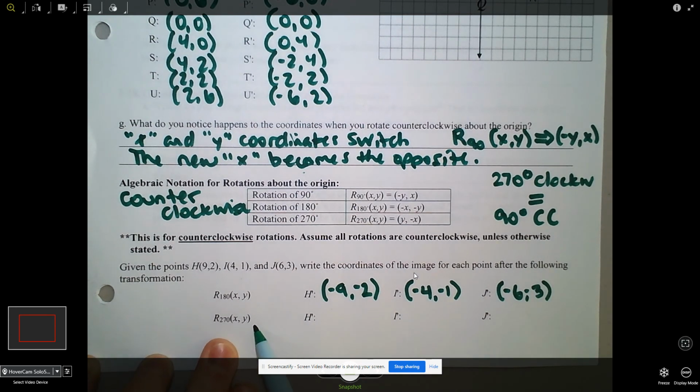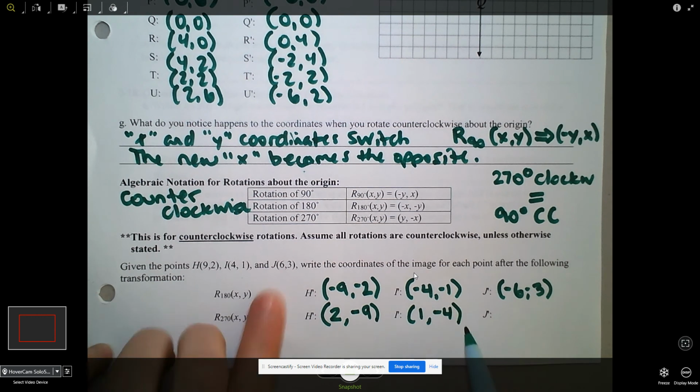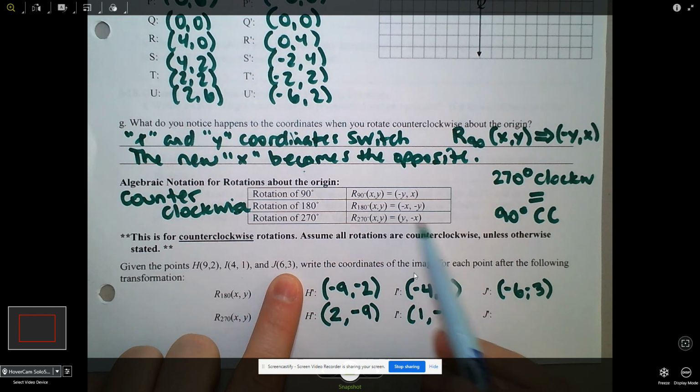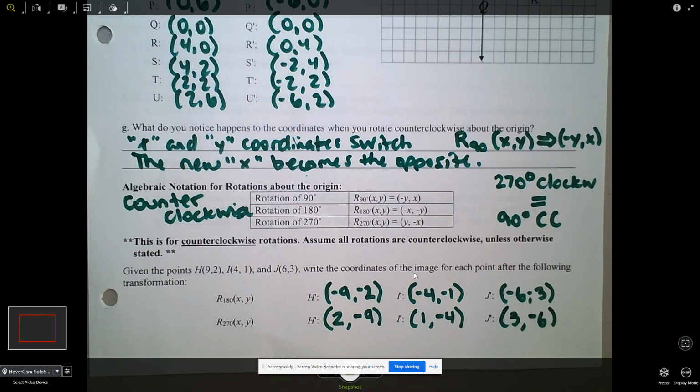Now for a rotation of 270 counterclockwise, they switch spots, right? XY becomes YX, but the new Y, the second one, only becomes the opposite. So instead of 9,2, they're going to switch spots to 2,9, and the new Y becomes the opposite. For I, they're going to switch spots to 1,4, and the 4 becomes the opposite. I'm looking back up here at the original. J was 6,3. So it's going to switch spots to 3,6, and the new Y, 6, is going to become its opposite.